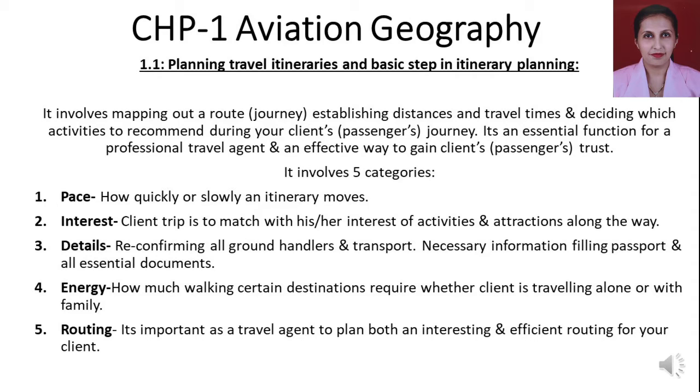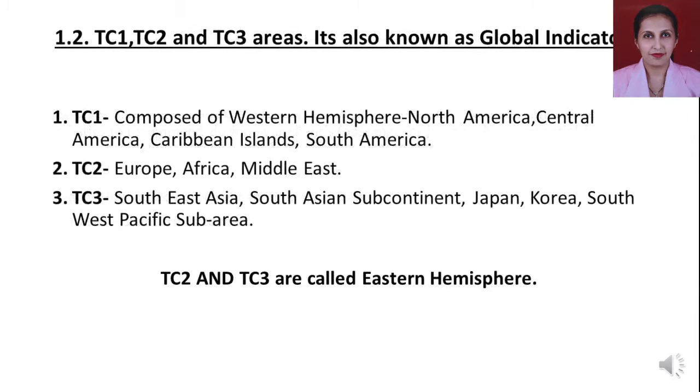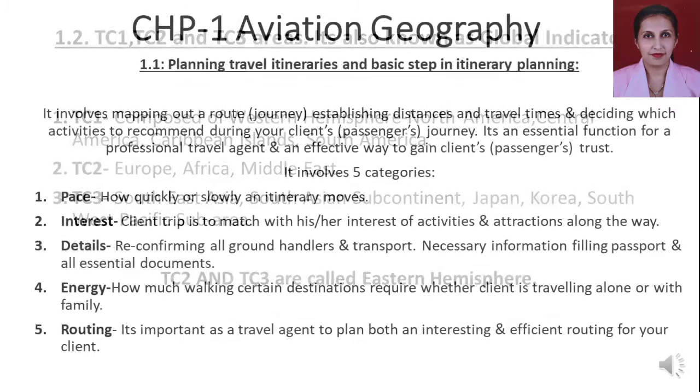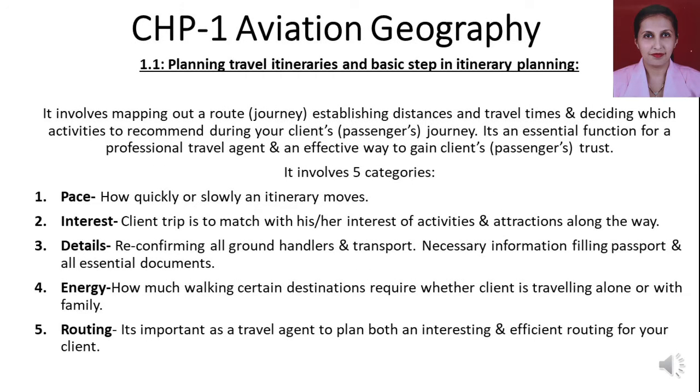Today we will learn about TC1, TC2 and TC3 areas. So coming back to the heading Aviation Geography. When we see this heading, we understand that geography is nothing but something related about the world in a common sense. And here in aviation, what is that geography about? What does it speak about?